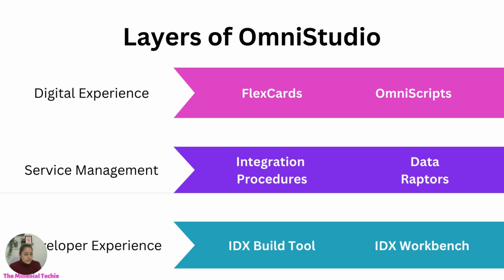Next up, we have the developer experience layer. The developer experience layer is again used by the developers to move their OmniStudio components from one org to another org. When we work on client engagements, we have different orgs such as developer orgs, QA orgs, UAT orgs, or production orgs. The developers usually perform all of the development in their dev orgs.